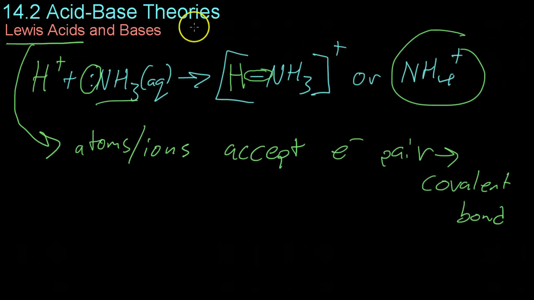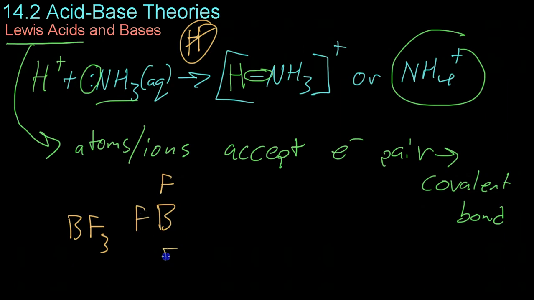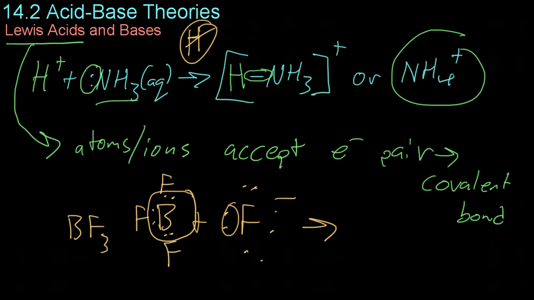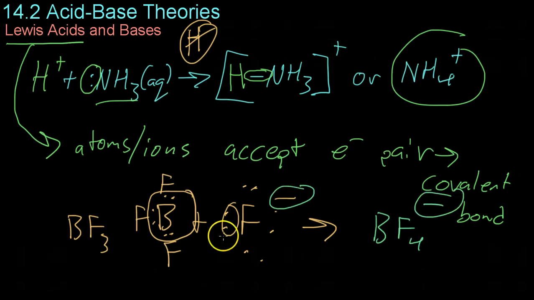However, a Lewis acid and base don't need to involve hydrogen. For example, boron trifluoride, which I'll draw as a boron surrounded by 3 fluorines, and you can imagine the dots linking them, will join with a negative fluoride ion and accept this electron pair so that the boron is then completely surrounded to yield boron tetrafluoride, which is negative. As you can see, you have the 1 negative here and the 1 negative here to balance it out.